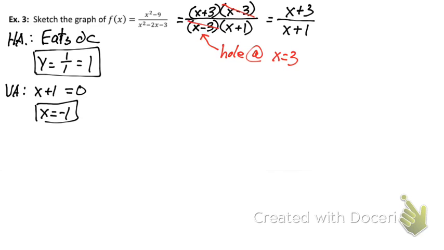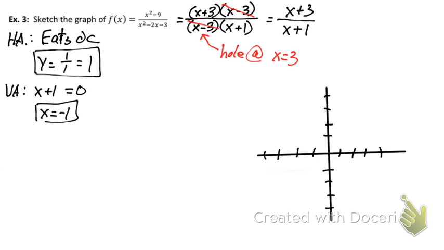Boom, boom, boom. We're almost there. We just make a pretty sweet graph. I have a horizontal asymptote at y equals 1. Let's make that asymptote. I have a vertical asymptote at x equals negative 1. We have a hole at x equals 3. That is one of the points I'm going to plot.